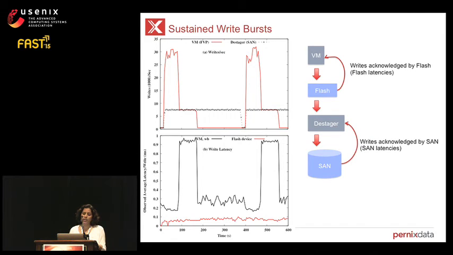After the write burst is over, the Dstager, however, continues to flush the writes to SAN. So by the time the next write burst comes in, again, the VM sees flash latencies until again it might hit flow control. The key takeaway here is that there is no need to stall the VM. The VM was not stalled. At worst, the VM experienced SAN latencies. It did not need to be stalled. So that's what flow control brings in.